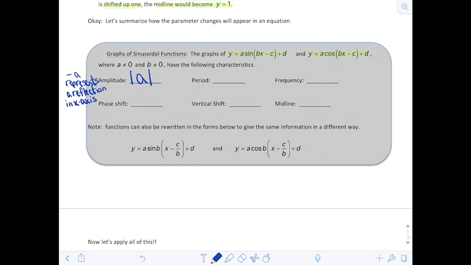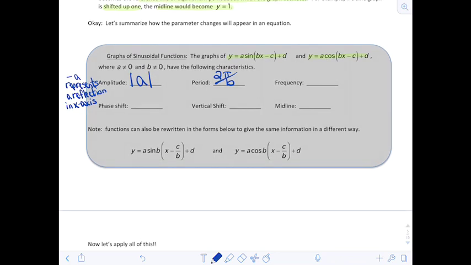So as we look at a affecting amplitude, we simply look at the positive. The period has a formula. Typically for sine and cosine, it takes 2 pi radians to complete one cycle. So if we change that, we're going to do 2 pi divided by b. And a lot of times as well, you may see the absolute value of b. So 2 pi over b would be the new period. And the frequency is simply the reciprocal of the period, so b over 2 pi.